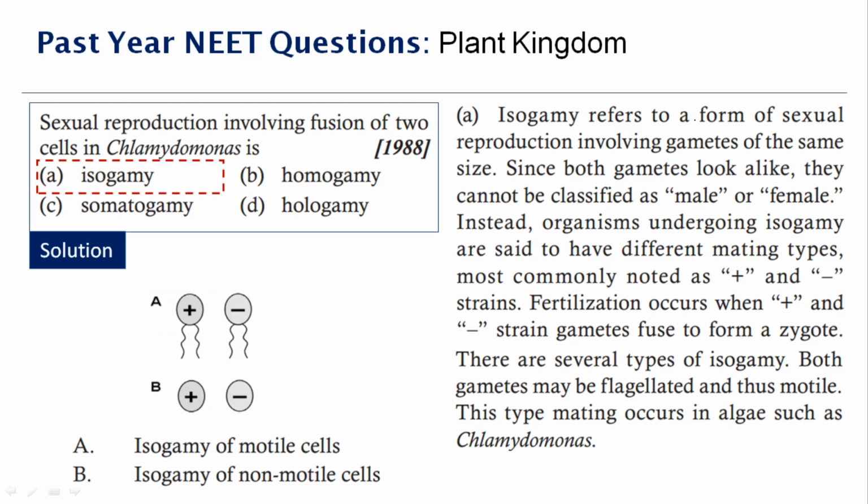Instead, the organisms undergoing isogamy are said to have different mating types. They will usually be denoted by signs, it can be plus and minus strains. Based on that only they undergo sexual reproduction. Therefore, the correct answer to this question is option A, isogamy.